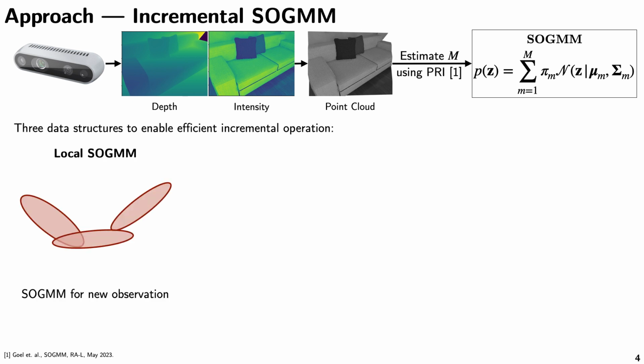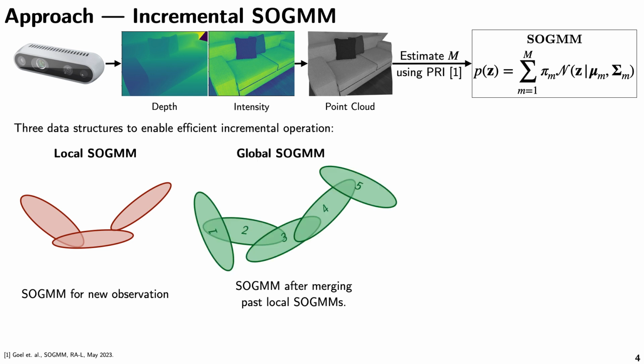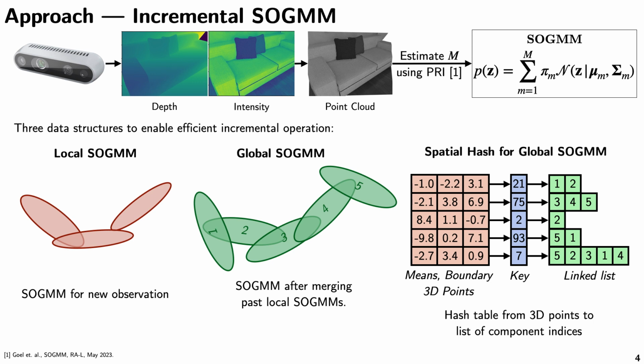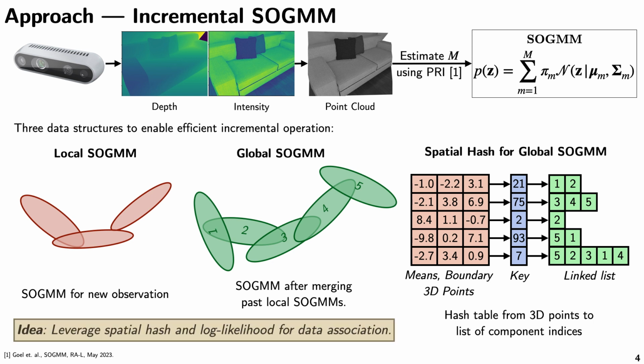First is the notion of a local SOGMM, which is the SOGMM corresponding to a novel observation, which has not been captured by the previous SOGMMs. Second, the global SOGMM, which is basically a summary of all the past local SOGMMs. And third, a spatial hash, which associates with every 3D point the indices of overlapping global SOGMMs. The key idea is to leverage this spatial hash and the log likelihood of data with respect to the model for data association.